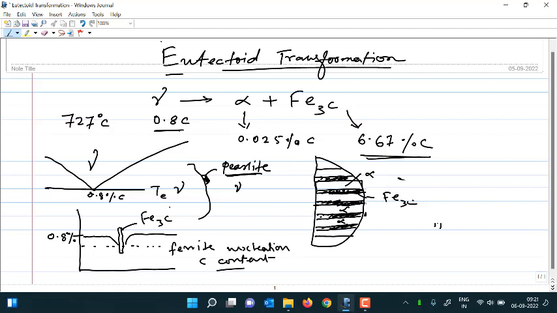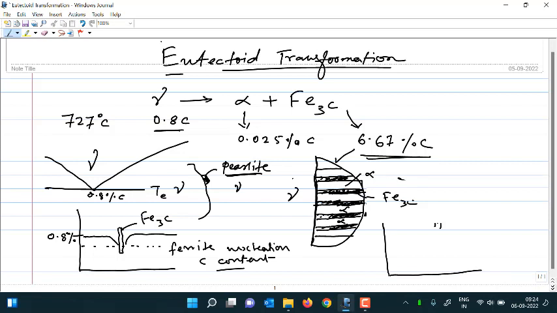So, that is how it grows into alternating layers of ferrite and cementite, what you see over here in this particular schematic. Okay. So, when the ferrite lamellae grows, then this is how the carbon concentration would vary.